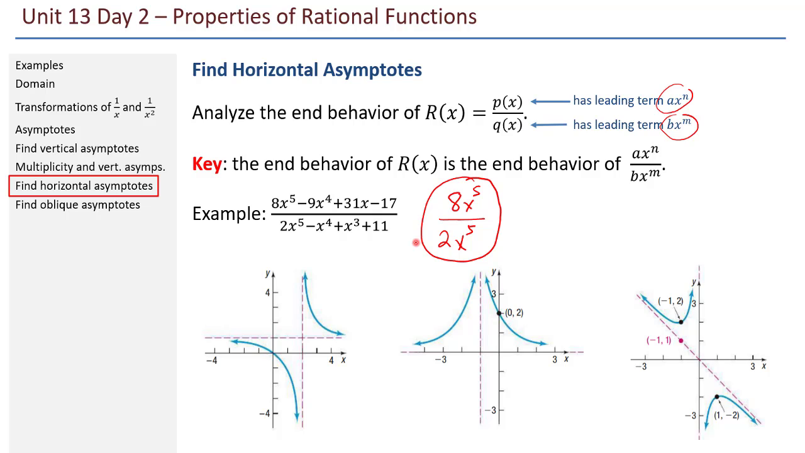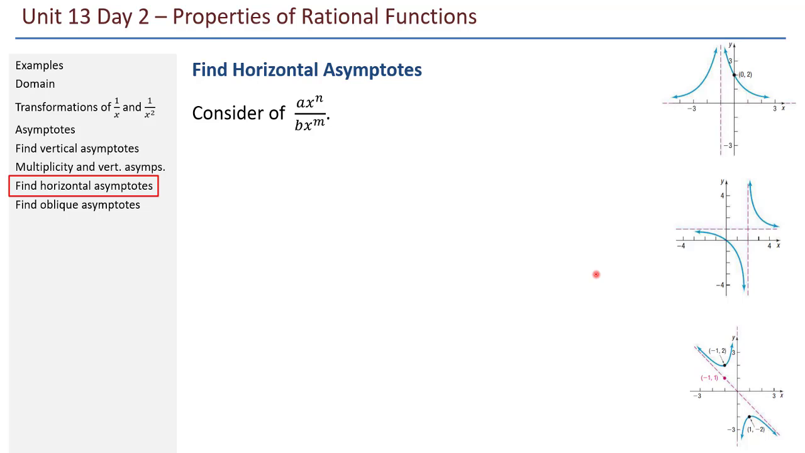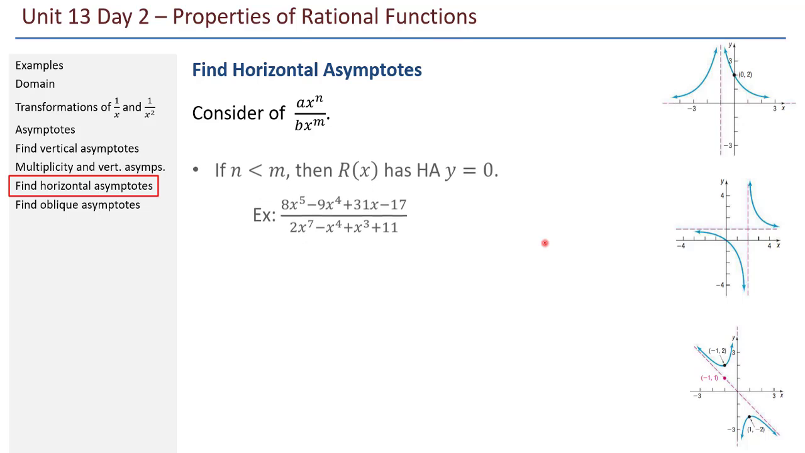Maybe you can recall, this is pretty similar to how we analyze polynomials. With polynomials, when I wanted to know the end behavior, I looked at the leading term, and I asked, what is the end behavior of that leading term? So we do something similar, but I'm taking the ratio of the leading terms of the two polynomials. Okay, here are the rules in general. So let's consider this ratio of leading terms.